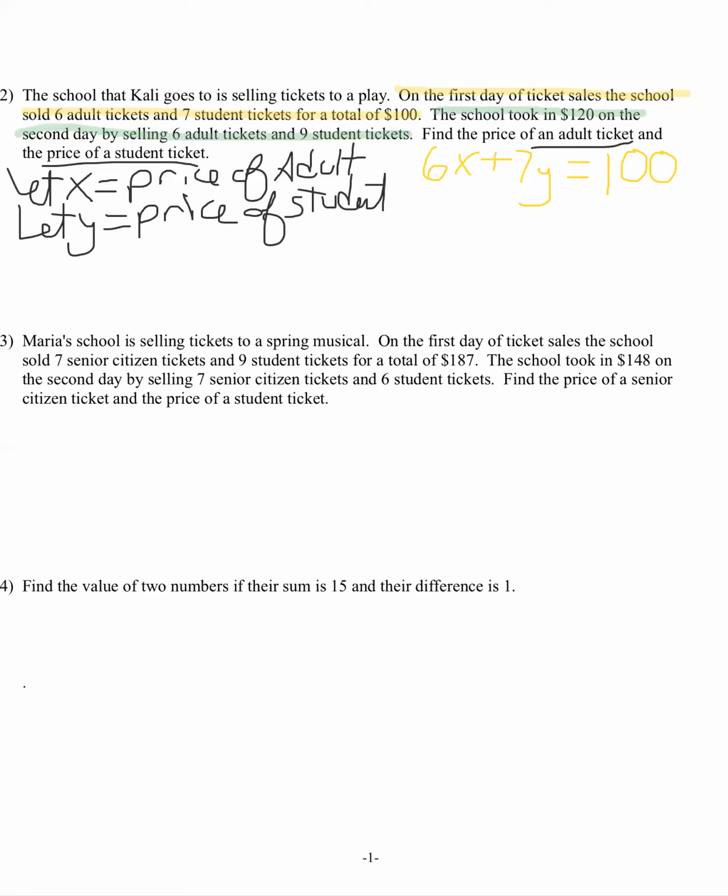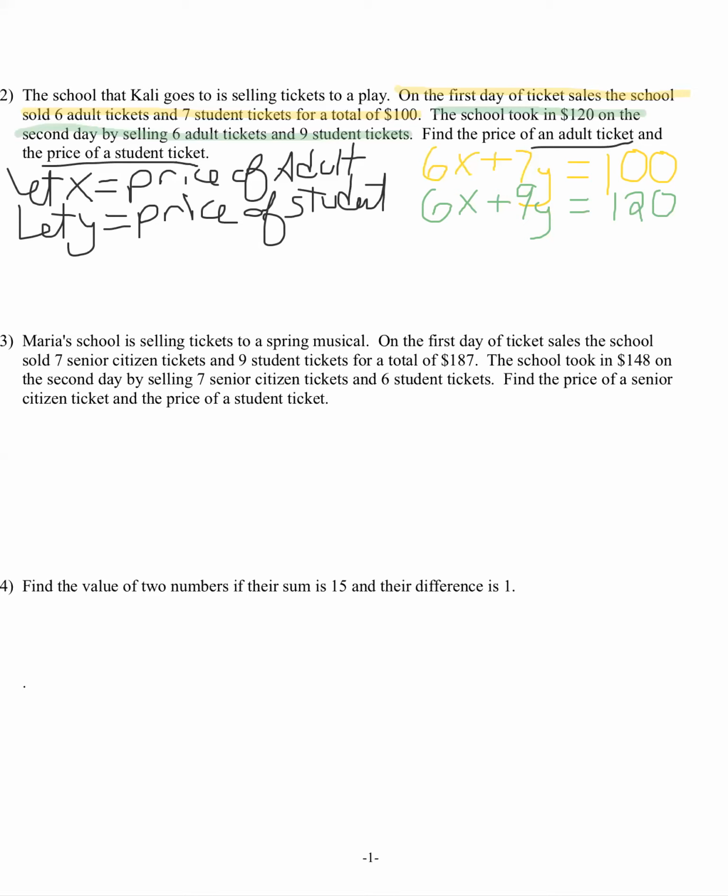And where did that come from? I sold 6 adult tickets. So 6 times X. X is the price of the adult tickets. I still don't know how much it is, but I sold 6 of those. And then I also sold 9 student tickets. So that would be 9Y. And all together, I brought in $120. Do you see that? Hopefully that makes sense, okay?